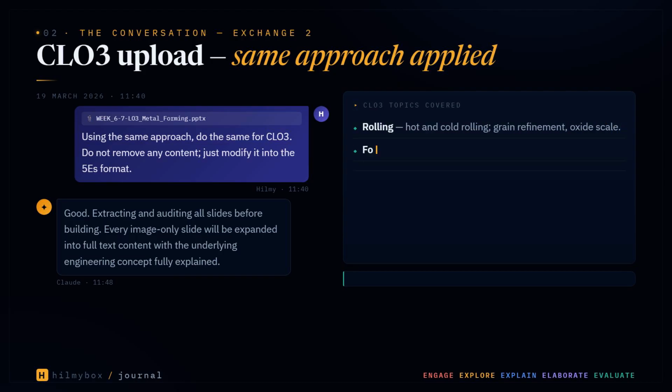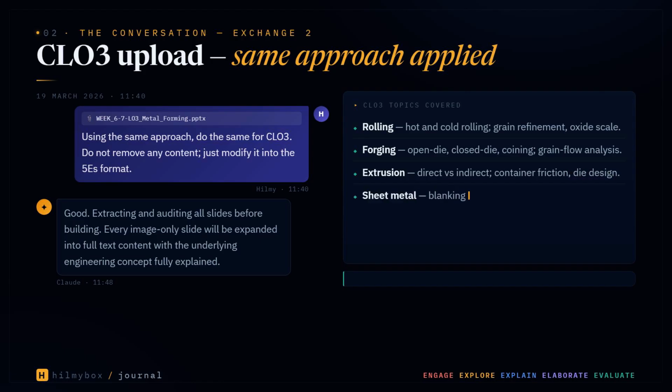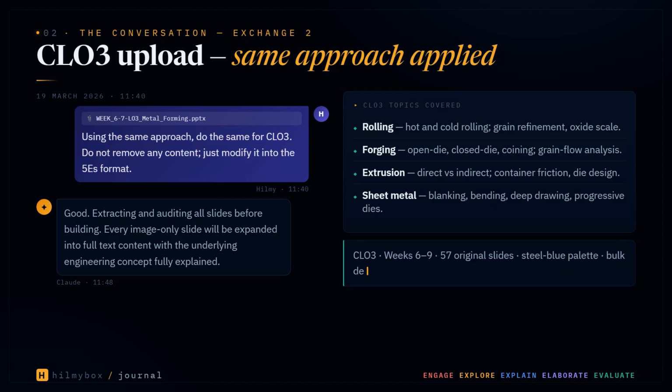The CLO 3 topics covered: rolling, hot and cold rolling, grain refinement and oxide scale; forging, open die, closed die, and coining with grain flow analysis; extrusion, direct versus indirect, container friction and die design; and sheet metal, blanking, bending, deep drawing, and progressive dies. CLO 3 spans weeks 6 to 9, 57 original slides in a steel blue palette, covering bulk deformation and sheet metal working.